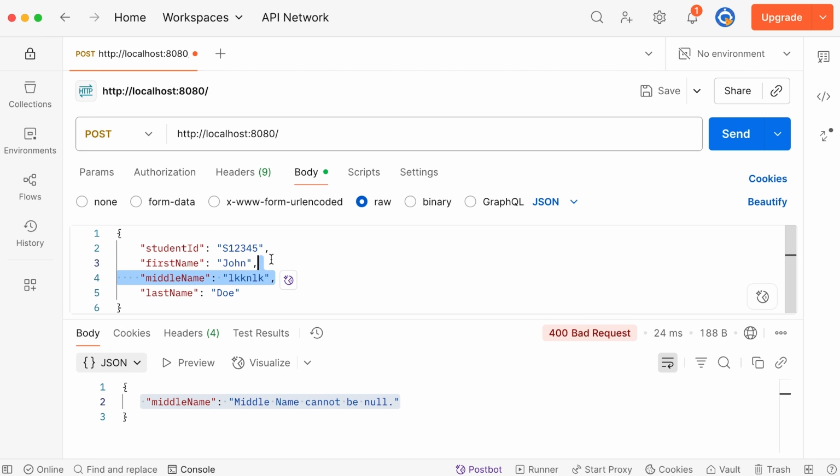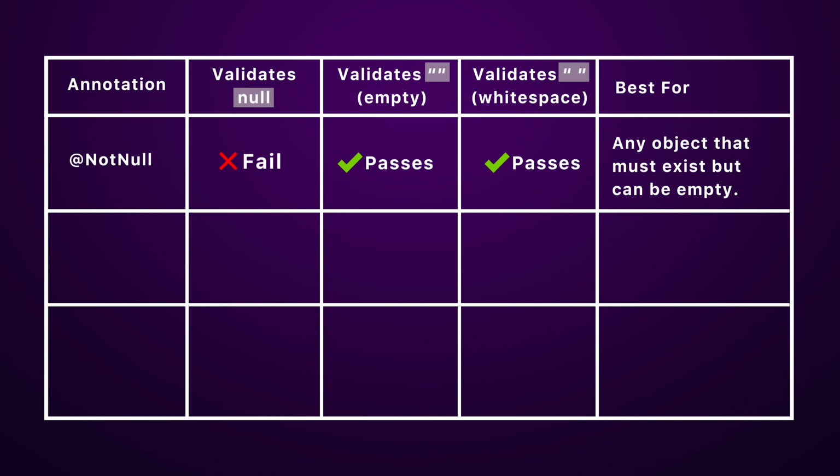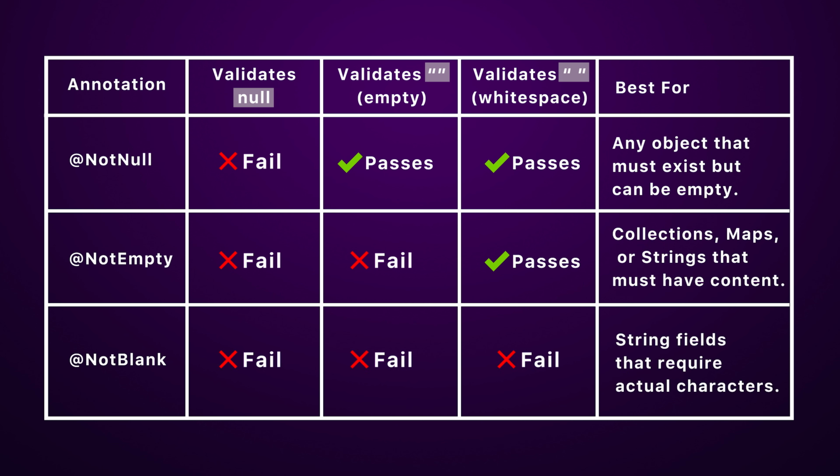So now you know the difference between these validation annotations. Not null prevents null values only. Then we have not empty, which prevents null and empty strings. And we have another, not blank. This prevents null, empty strings and strings with only spaces. We need to choose the right one based on our needs.